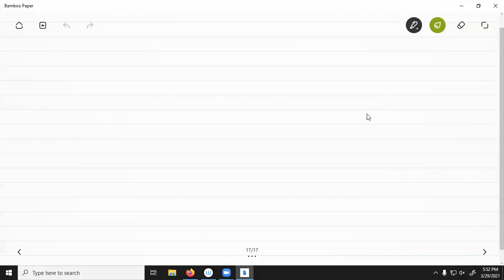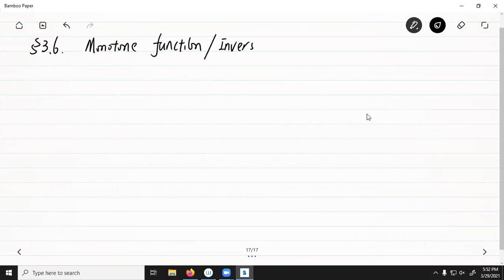The next section is about monotone functions and inverse functions. We will study the monotone functions and the inverse functions.